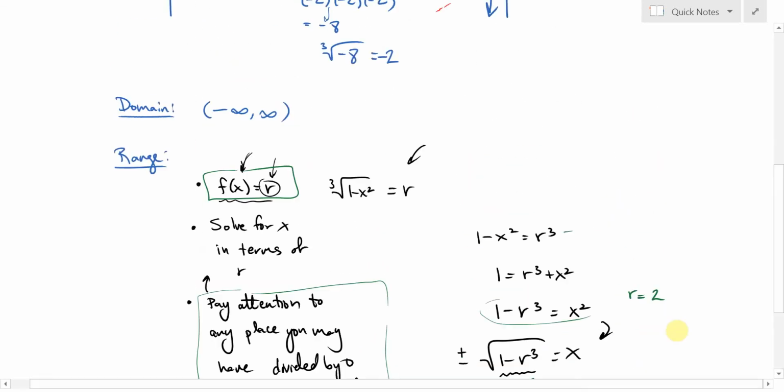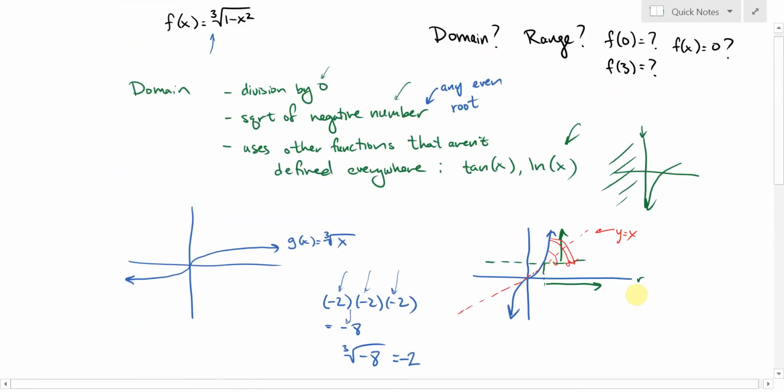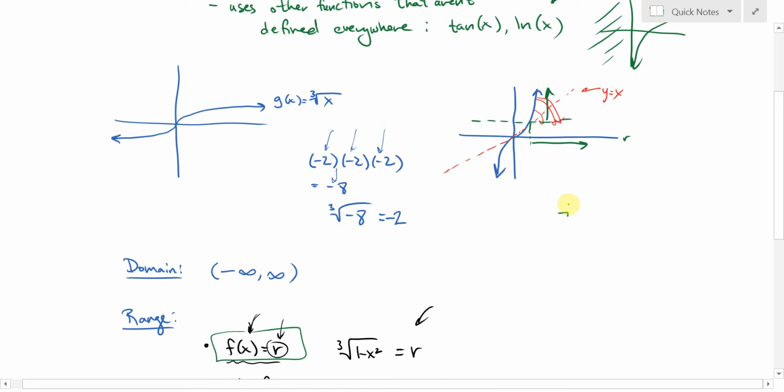And then finally, they just ask us for some basic values. Calculate f of 0, calculate f of 3. This is very easy. The cube root of 1 minus 0 squared is just 1. And the cube root of 1 minus 3 squared is, well, 3 squared is 9, and 1 minus 9 is negative 8. And we already calculated that. That's negative 2.